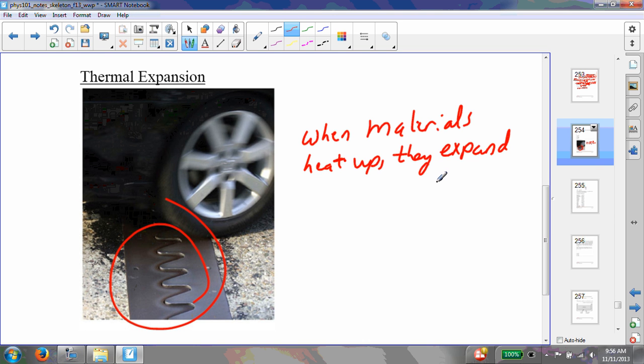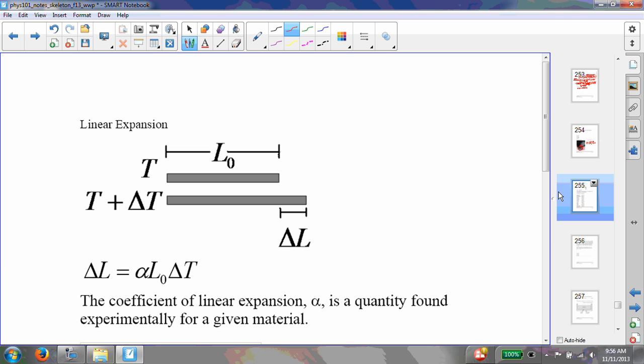You also get expansion that occurs in all dimensions. There's linear expansion, which is what we're going to do here, but you also get area expansion and volume expansion. So if you have a three-dimensional object and it heats up, it's going to expand in all directions. But we won't deal with that here. We'll only deal with linear expansion, which is quite a bit simpler.